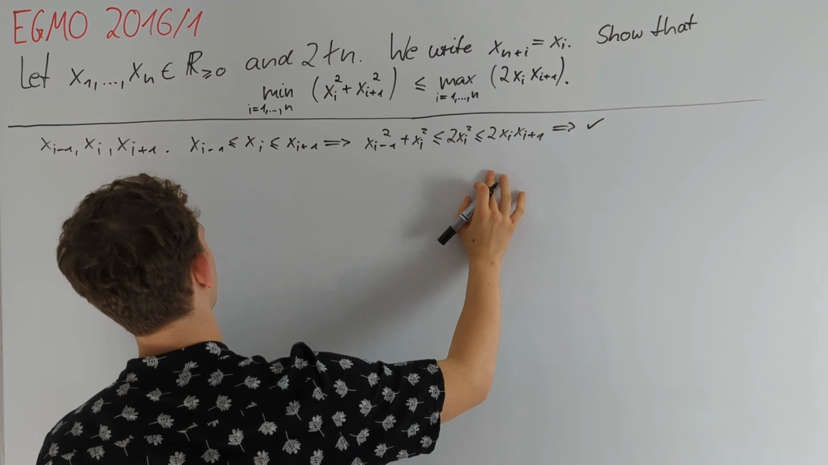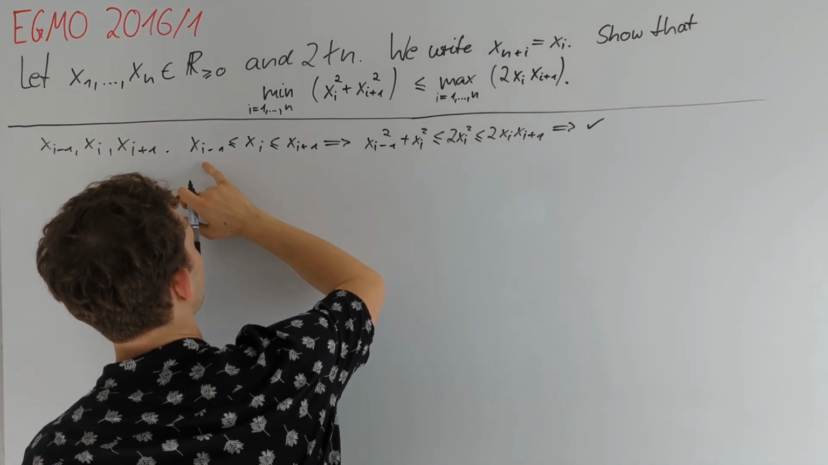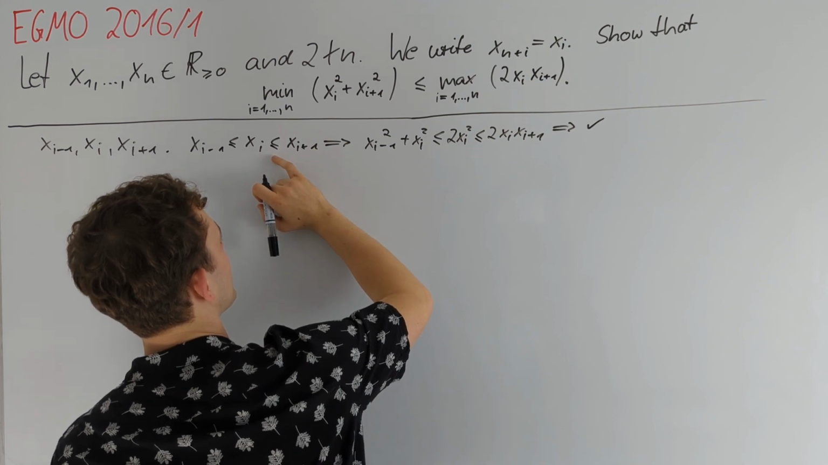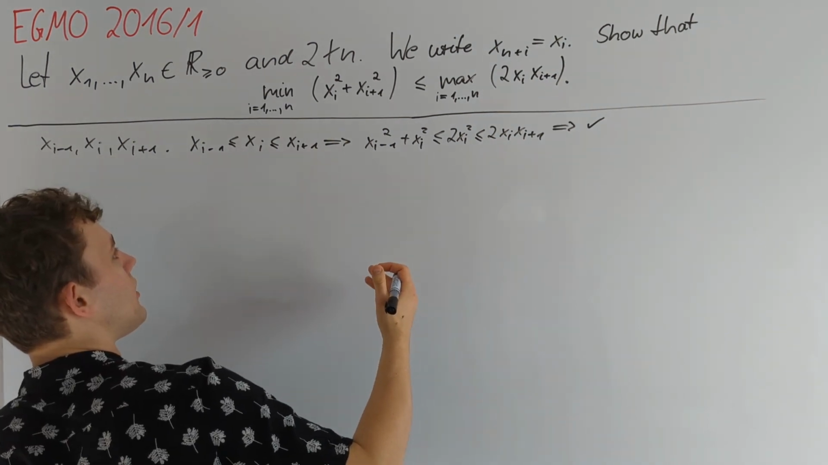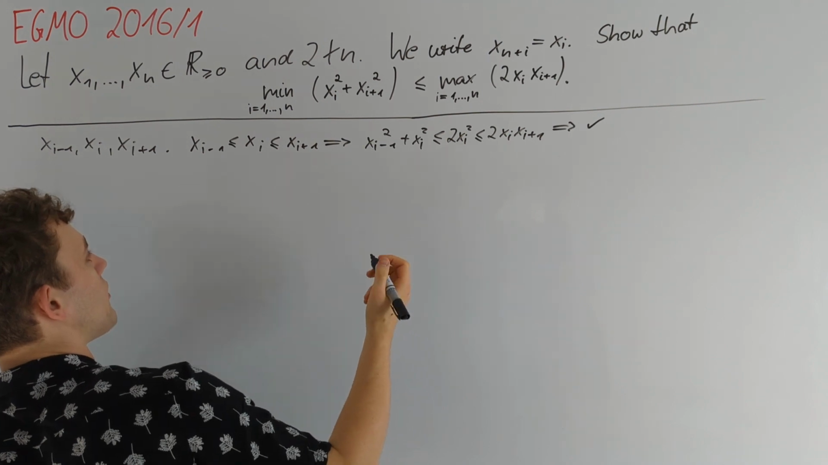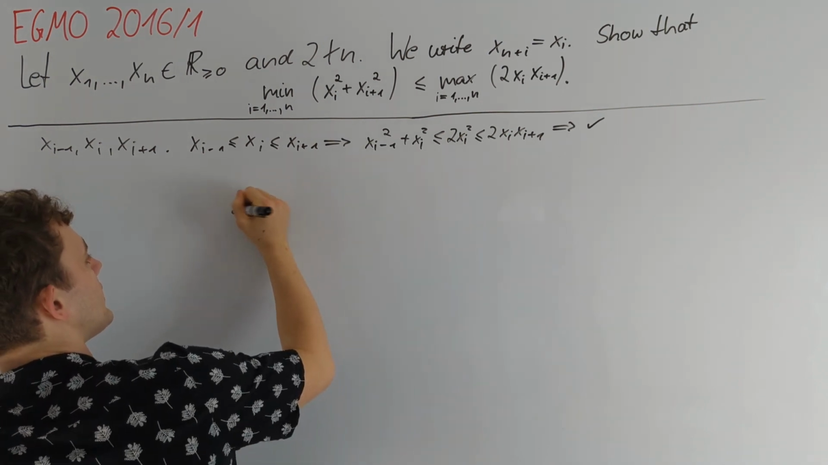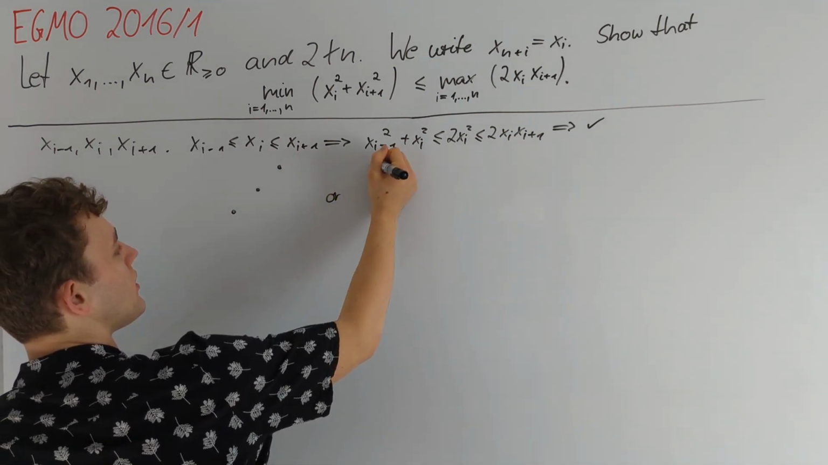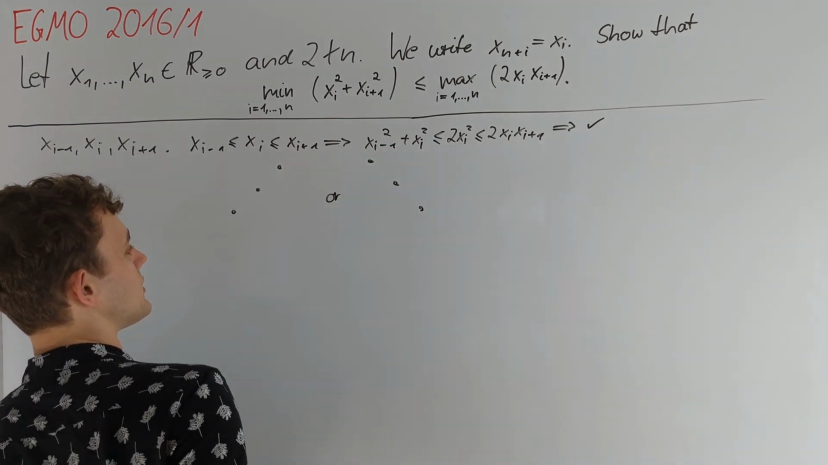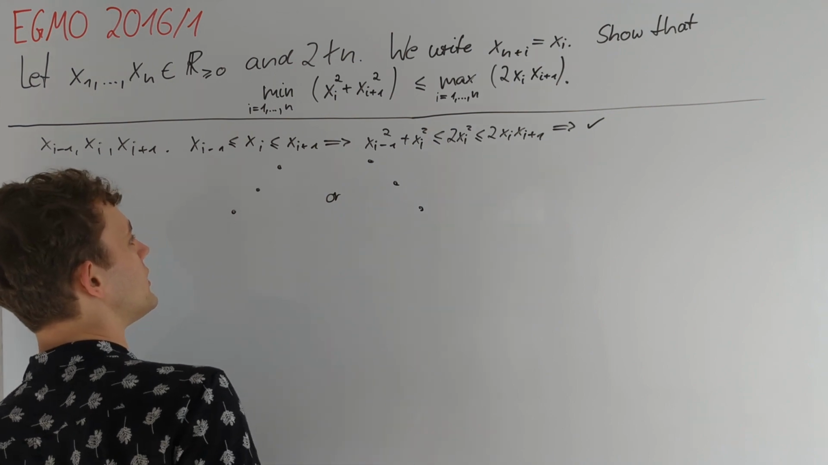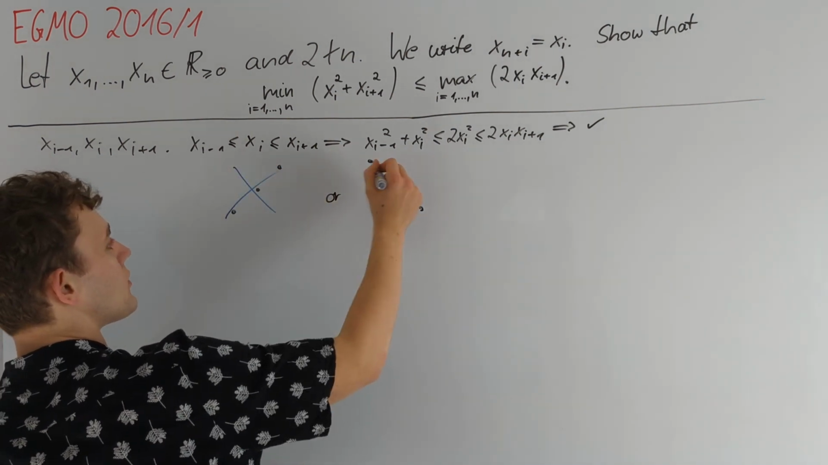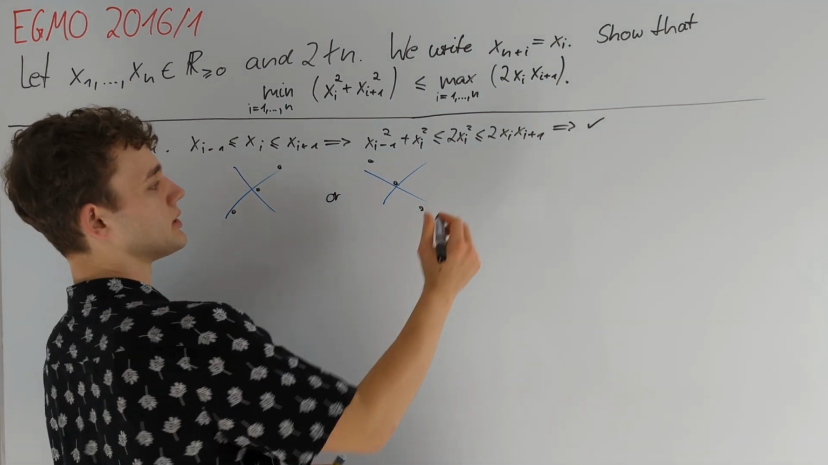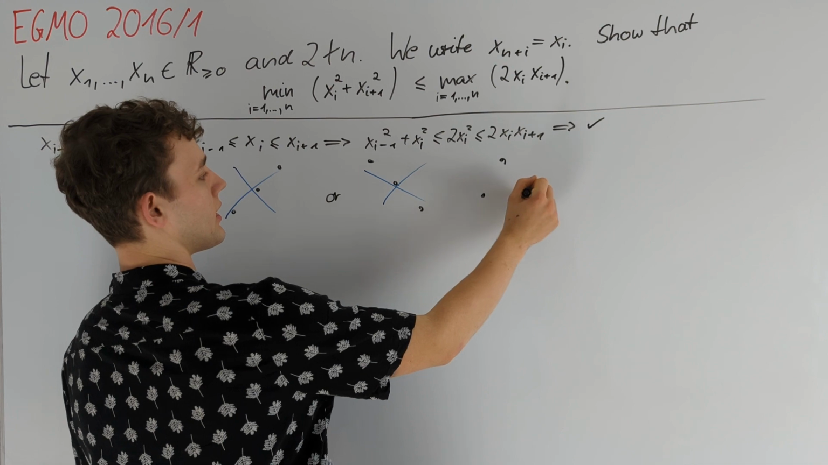Analogously, we can finish if we find an i such that x_{i-1} ≥ x_i ≥ x_{i+1}. Therefore, we know how to deal with this problem if our sequence contains three increasing terms or 3 decreasing terms. And to finish our proof, let's assume that we have none of this. But in that case, our sequence must look something like this.